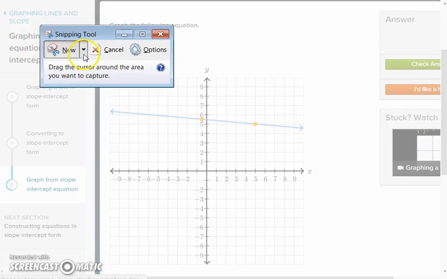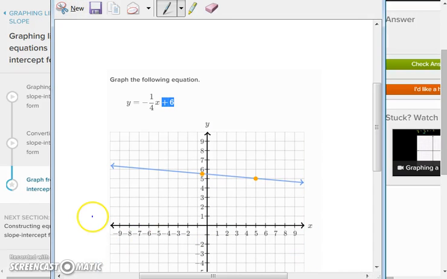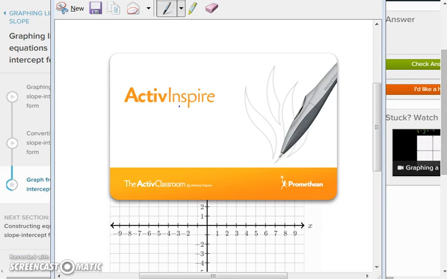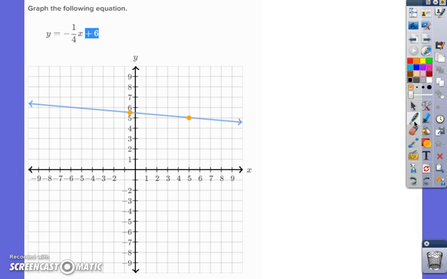So let's grab this. And for some reason, my marker, there it goes. I'm just going to pause. So in this assignment, I'm trying to draw a graph if I know the equation. Now the equation is y equals negative 1/4 x plus 6.